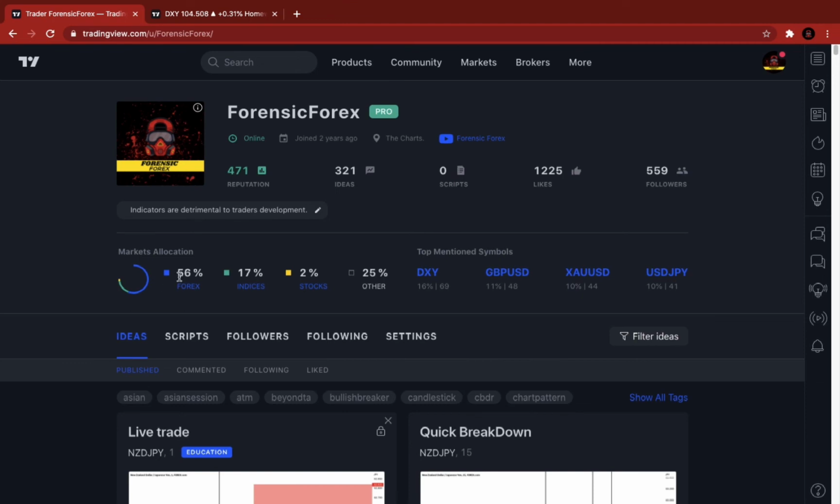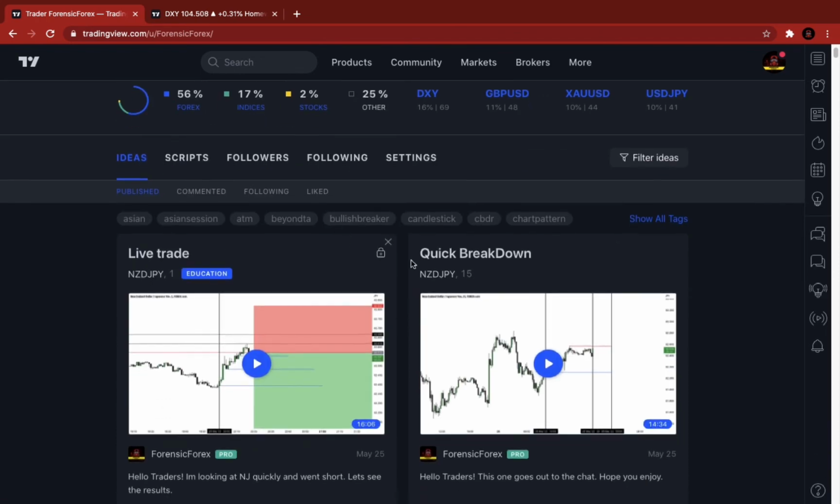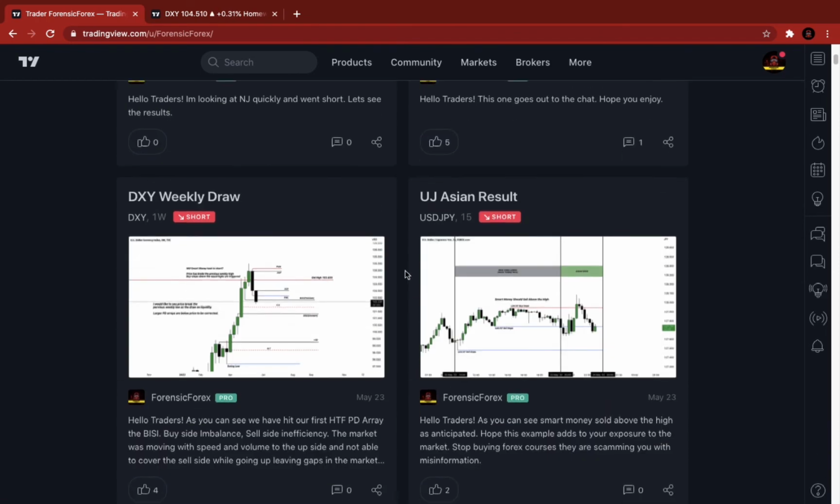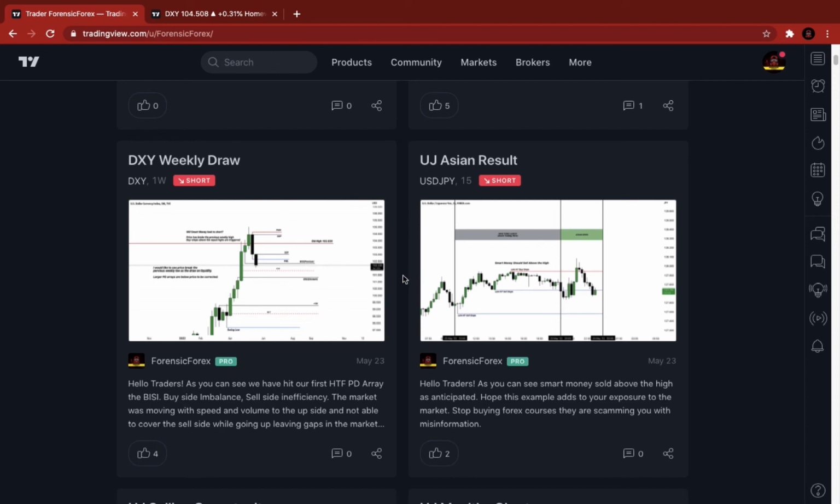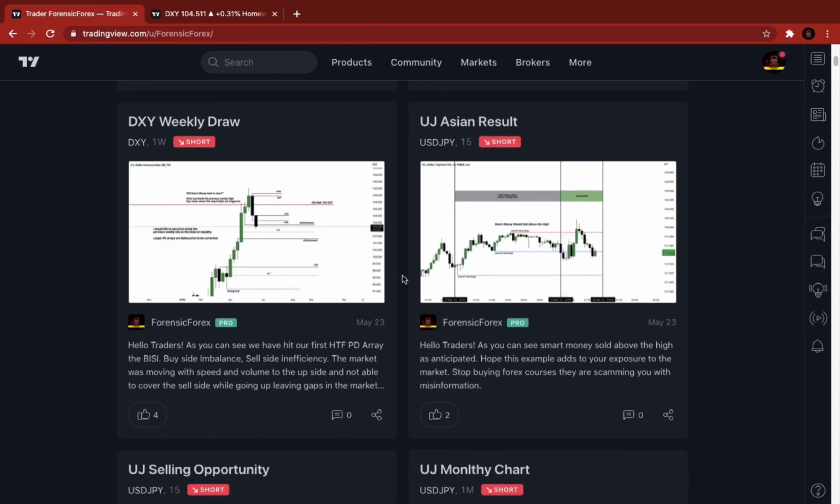You'll see I trade Forex 56% of the time, indices 17% of the time, stocks 2%, 25% is others. Not saying I trade it specifically, but that's at least what I post. My top mentioned symbols are DXY, GU, Gold, and UJ. And you'll see here, there's a plethora of examples, lessons, wins, losses as well.